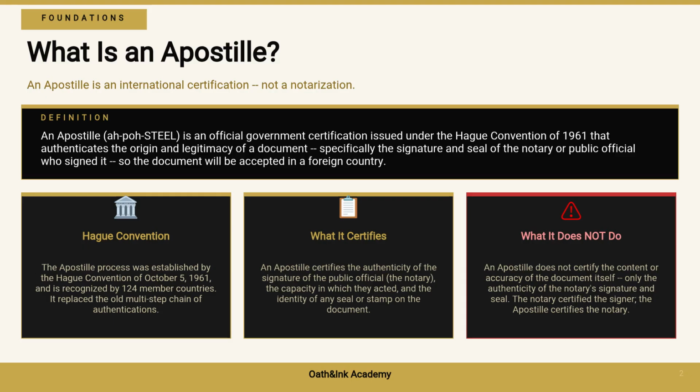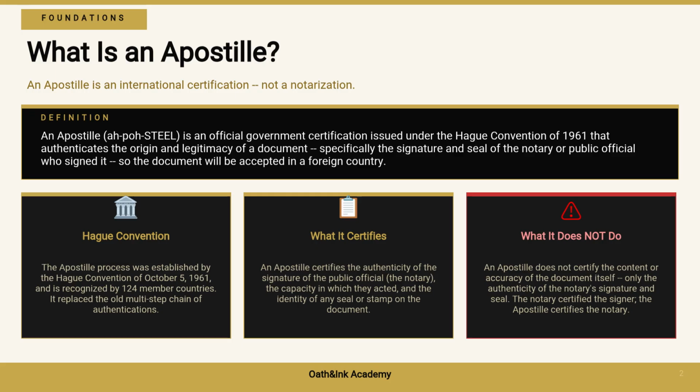Let's get into it. Let's break this down from the beginning. Because apostille is one of those words that sounds complicated, but becomes very simple once you understand what it actually is. An apostille, and the pronunciation is apostille, is a certificate issued by a government authority that says this notary's signature and seal on this document are genuine. That's it. It's a chain of trust.